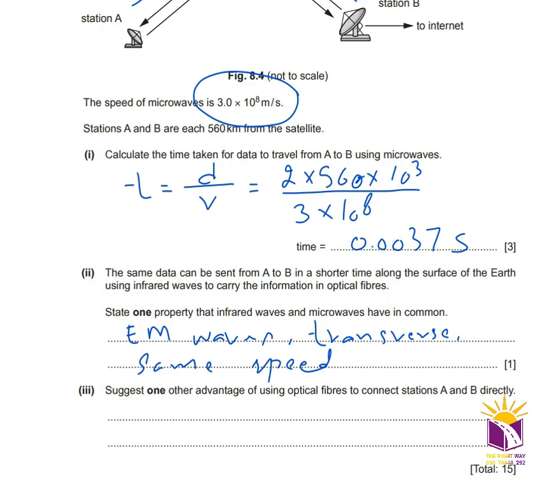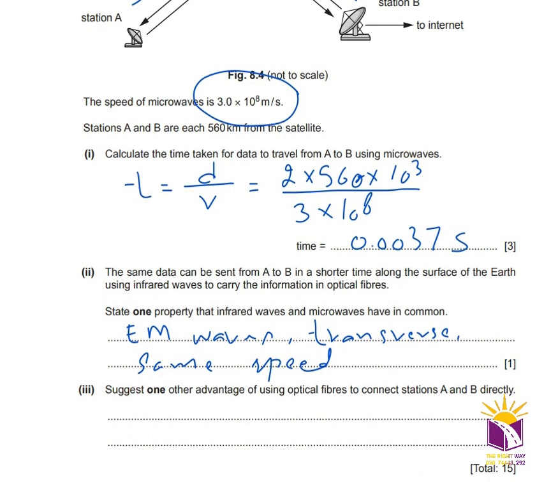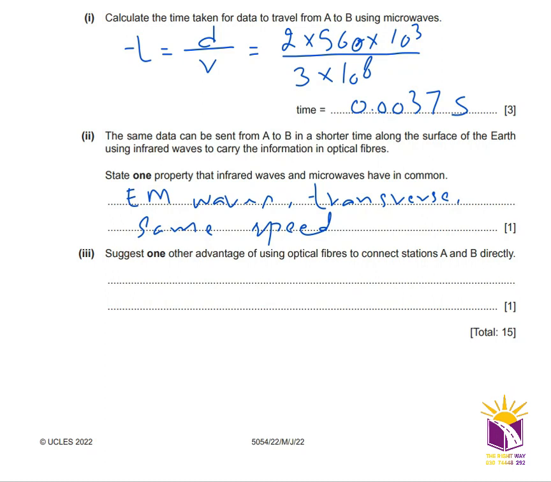Suggest one other advantage of using optical fiber to connect station A and B directly. The data will travel fast, but that was written above, so you are not going to use the fast travelling of the data. So you can write it as it is less expensive.